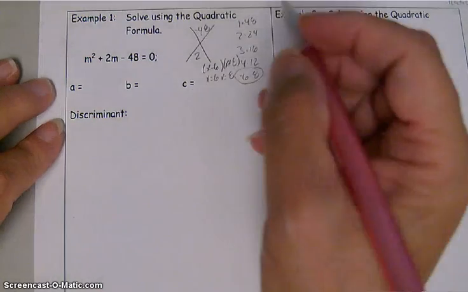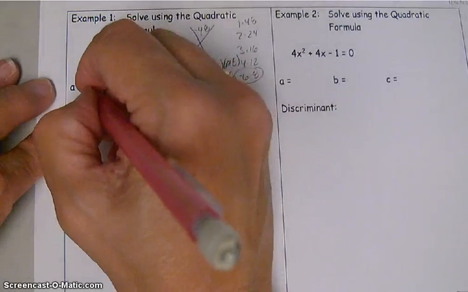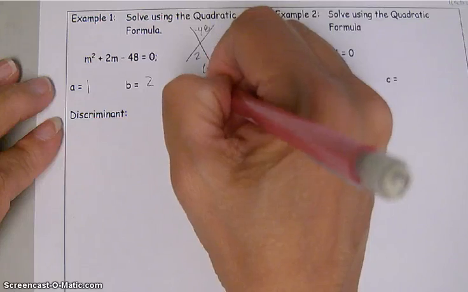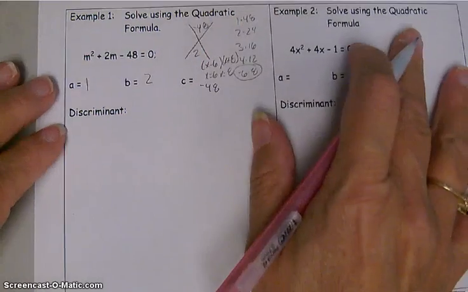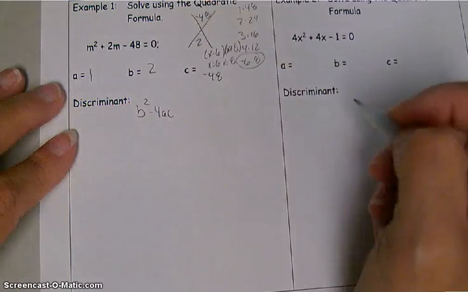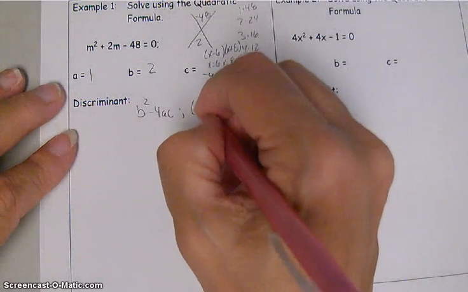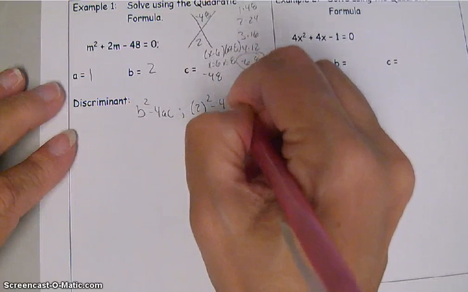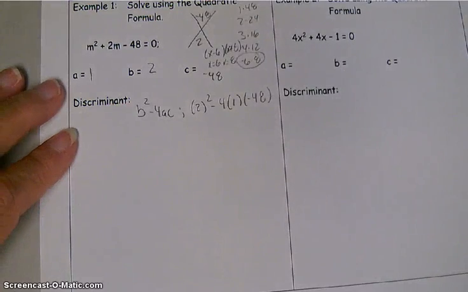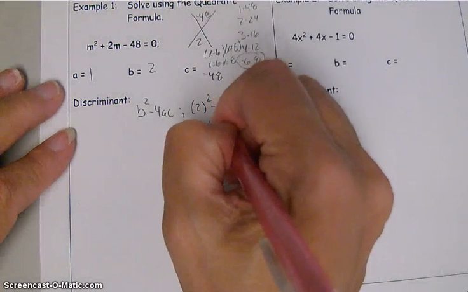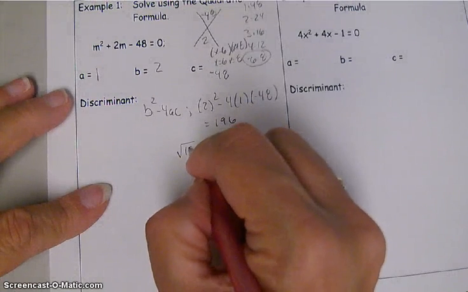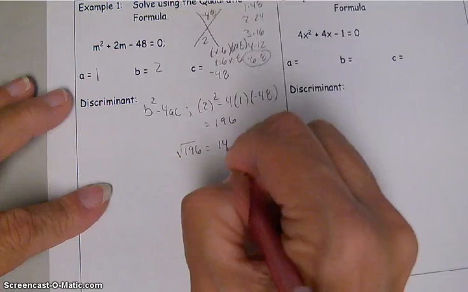The first thing we need to do is identify our a, b, and c. So a is 1, b is 2, and c here is negative 48. Now I'm going to calculate my discriminant. Remember, that's b squared minus 4ac. Plug in the values: I have 2 squared minus 4 times 1 times negative 48. Do the math, and I get that this is equal to 196. I know that 196 is a perfect square. The square root of 196 is 14.